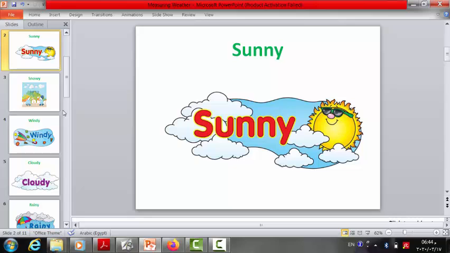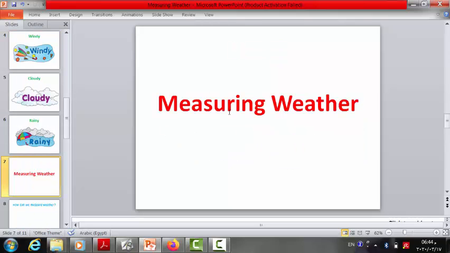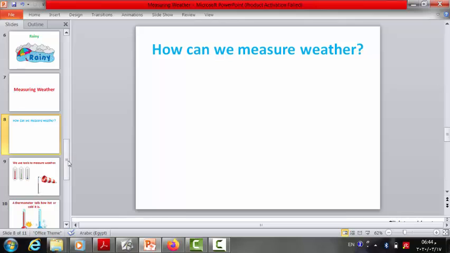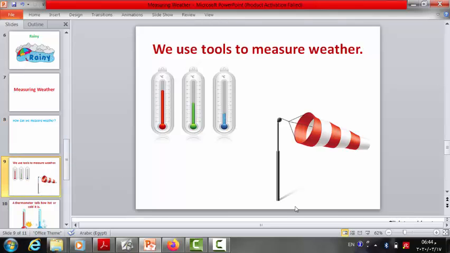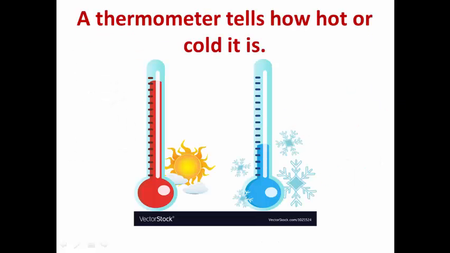So let's have a look here. Our lesson today is about measuring weather. What can we do to measure weather? Let's have a look here. Yes, here we have tools to measure weather. We have thermometers and also we have windsock. Here, can you tell me? Yes, we have a thermometer here and we have different temperatures.